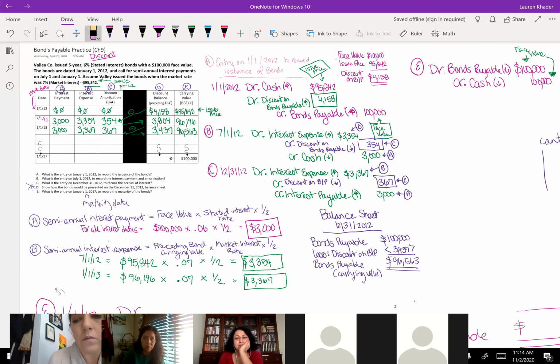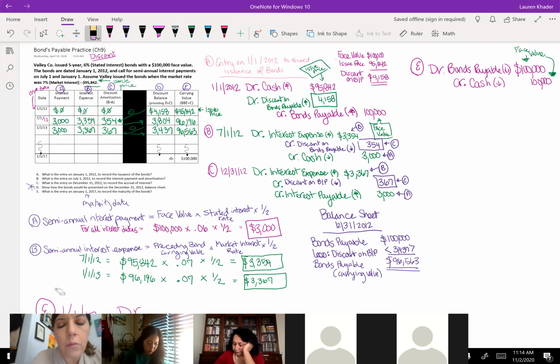Wouldn't there be an interest payment too, though? Yeah, but it's not asking for that. We're not recording it. You would have to go through the whole process of doing the rest of the table to record it. So we're not going to do that. But yes, there would be. So 1/1/2017 maturity date. It looks identical to what happens with a bond that is issued at par, which it should.